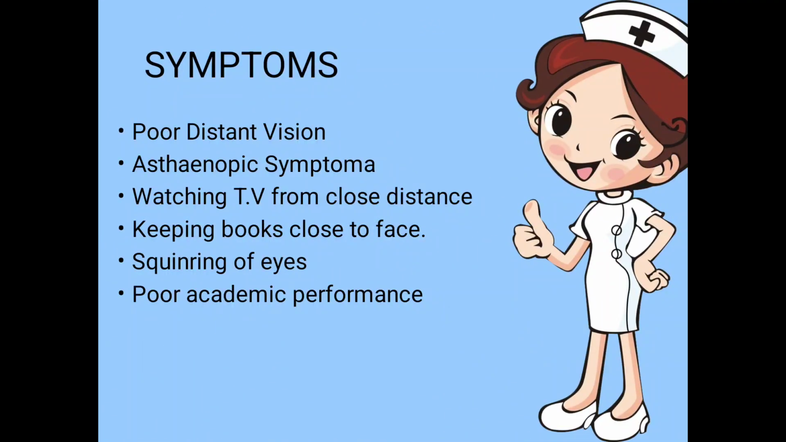Next one, symptoms. Symptoms are poor distant vision. The patient is not able to see distant things clearly. Asthenopic symptoms: the patient feels tiredness, heaviness in the eyes, headache, and watches TV from a close distance, because the patient is able to see nearby objects clearly. That is why, if the TV is at a distance, the patient goes closer to the TV, changing the distance to form a clear image.